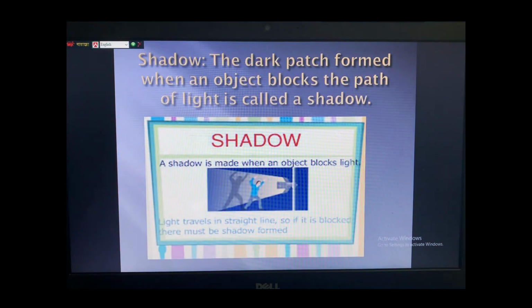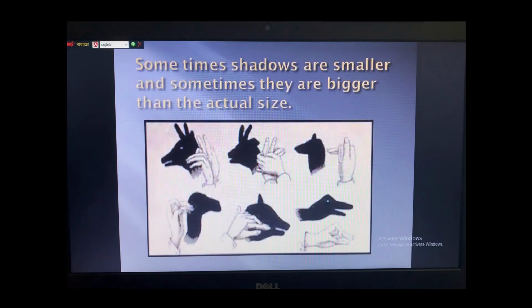Shadow. The dark patch formed when an object blocks the path of light is called a shadow. Look at the picture. A man is standing in front of the light and a dark patch is formed behind him according to the shape of his body. He blocked the light of that portion so that a shadow is formed. Sometimes shadows are smaller and sometimes they are bigger than the actual size.